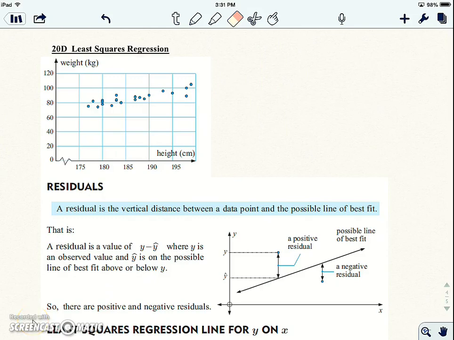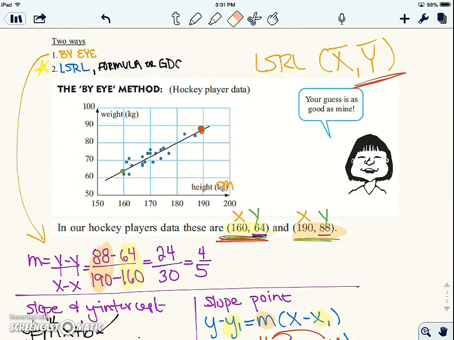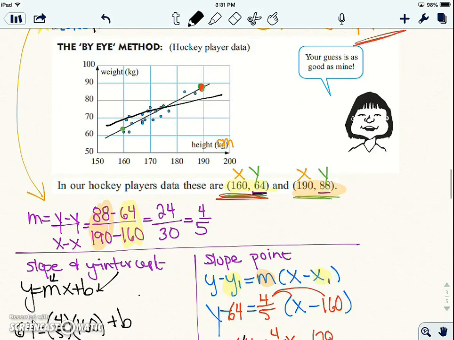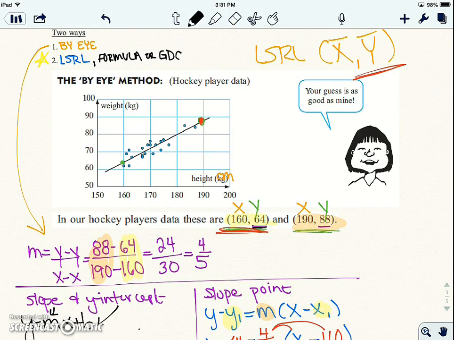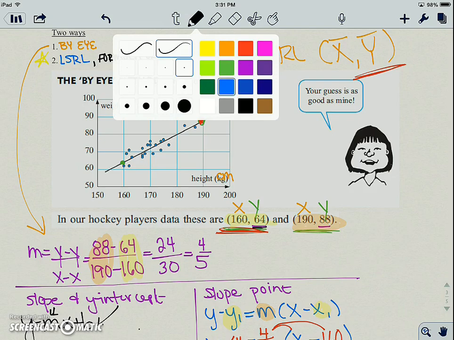Okay, so now we actually want the line of best fit that is perfect. The one we did here seemed to fit okay, but maybe someone else would have thought this was a little better, or that was a little better. So we want the one that's the very, very best. Okay, so that is the least squares regression line.